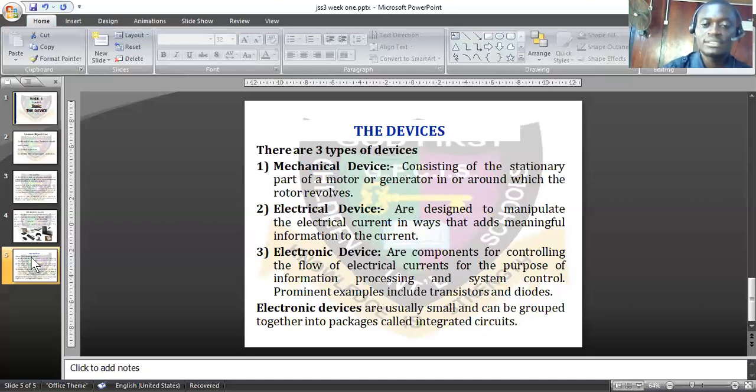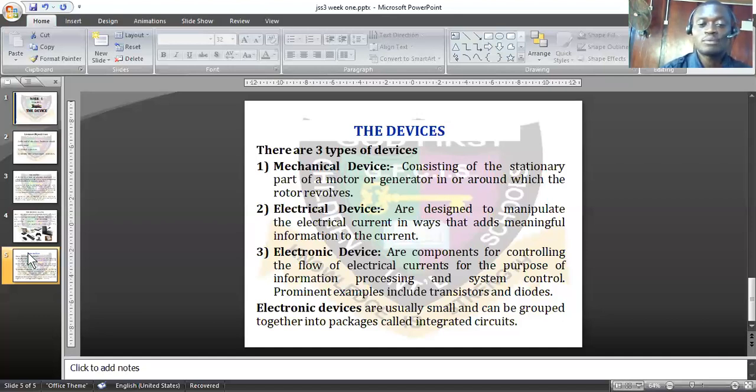Now, what we are trying to say in essence is devices are subdivided into three. We have the mechanical device, we have the electrical device, and we have the electronic device. Electronic devices are usually very small and can be grouped together into packages called integrated circuits, because that is what we are trying to lay emphasis on.